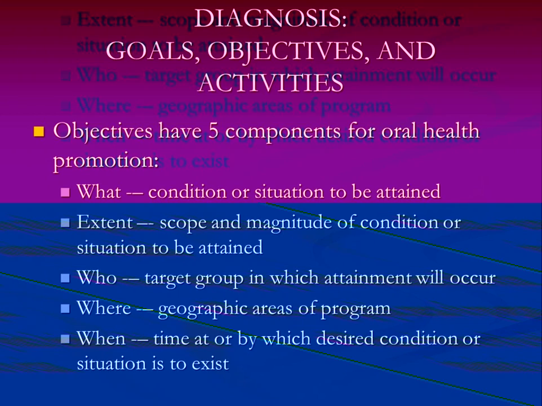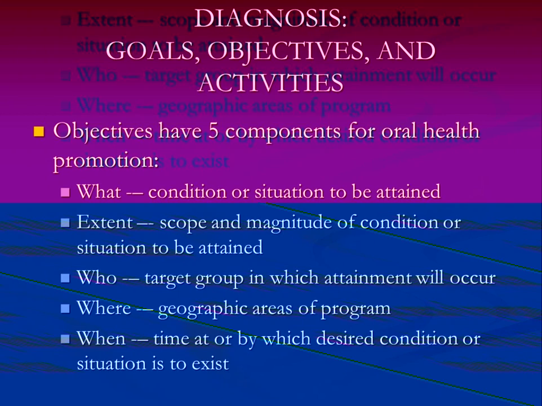The objectives for oral health promotion programs have five different components. This would be the quote-unquote formula of how to write an objective for an oral health promotion program. We're going to identify the what, which is the condition or the situation that you want to obtain via your oral health promotion program. You want to identify the extent, which is how much of a change is going to occur as a result of your oral health promotion program.